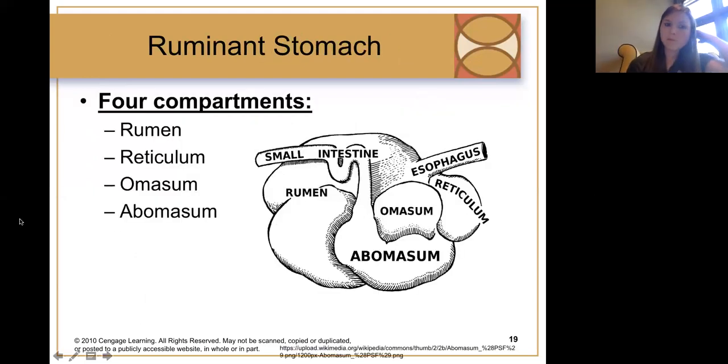Just to give you a little better picture of the ruminant stomach, like I said, it has 4 compartments. All of this is the stomach. You have the rumen, which is the largest part, so that's this entire part, and then the reticulum, the omasum, and the abomasum. We're going to talk a little about what each of those is.